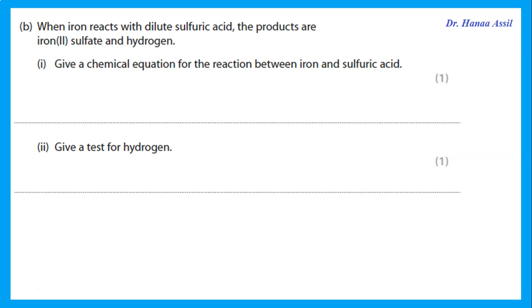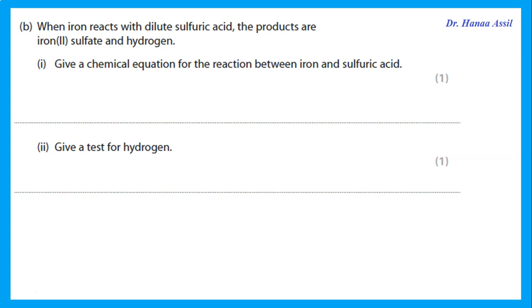When iron reacts with dilute sulfuric acid, the products are iron 2 sulfate and hydrogen. Give a chemical equation for the reaction. Again, remember, if the question needs a chemical equation, that means it has to be symbols, not words, and it has to be balanced, even though he didn't say balanced, but it has to be balanced.